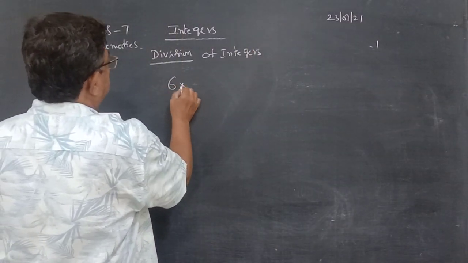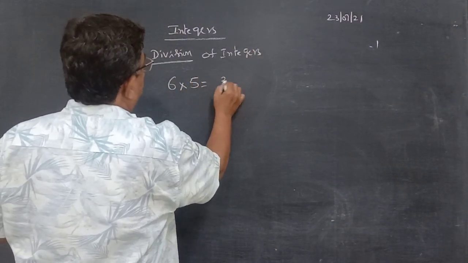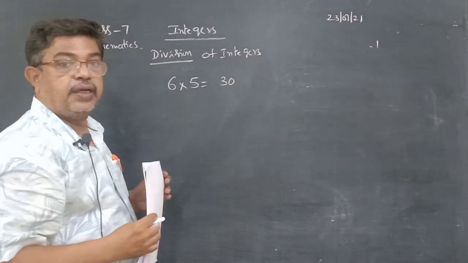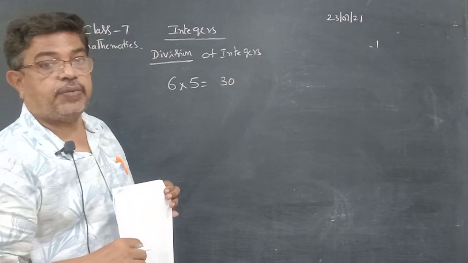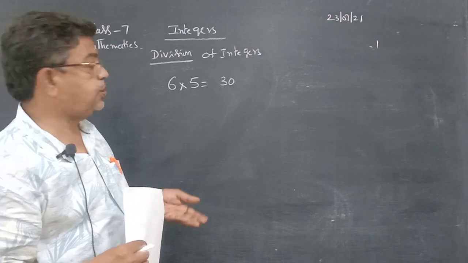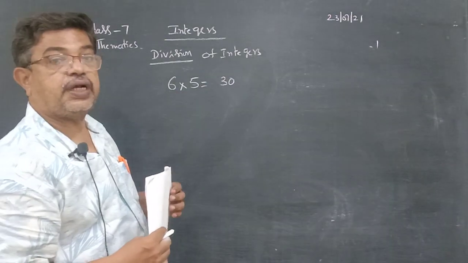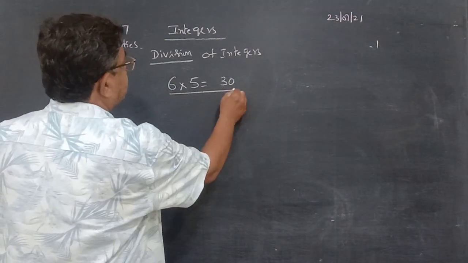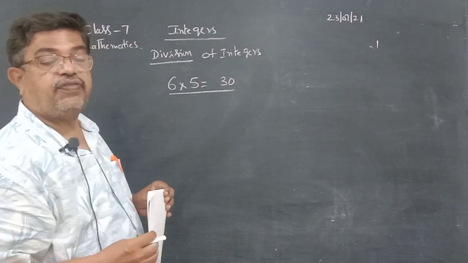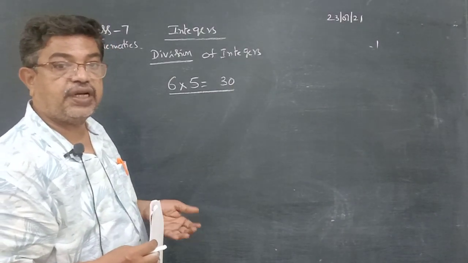Suppose you take the product of 6 and 5. How much is it? 30. Two integers 6 and 5 are multiplied. Both are positive. 6 into 5 equal to 30. So, this is the multiplication statement of two integers. 6 into 5 equal to 30.